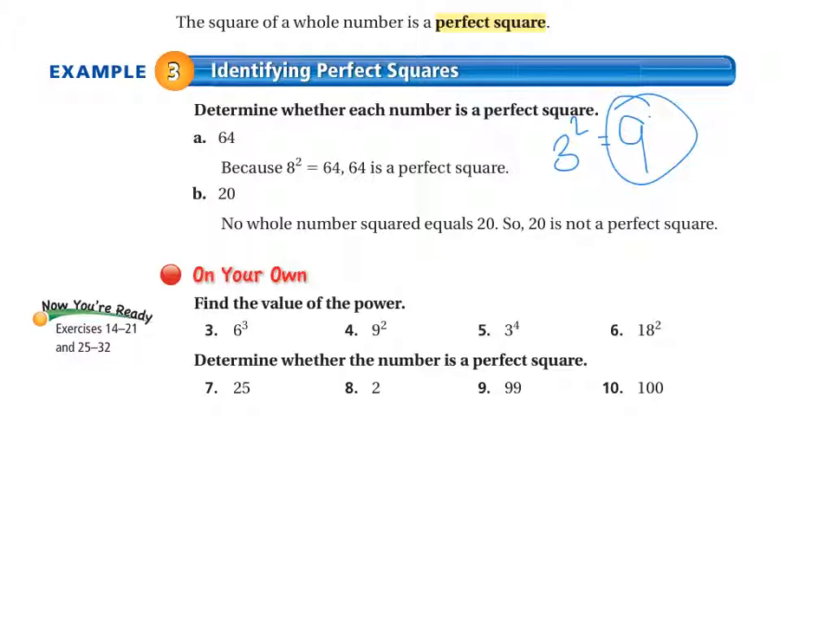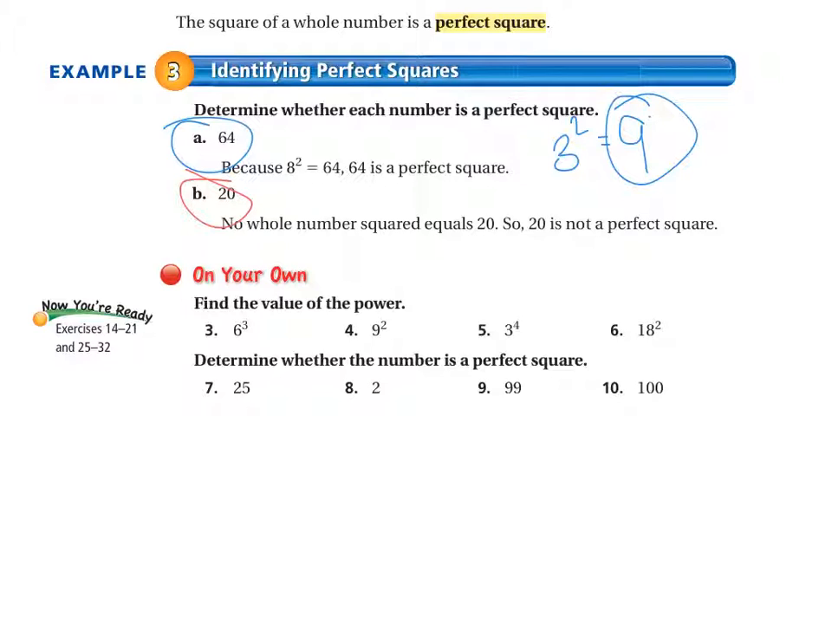Example 3a asks if 64 is a perfect square. Well, if I want to figure that out, I can say I'm not really quite sure, so I can just start taking numbers times themselves until I get to 64. So let's say I start at 5. Well, 5 times 5 is 25, that's not big enough. 6 times 6 is 36, not big enough. 7 times 7, 49. 8 times 8, 64. We can see that that's a perfect square, so we can just write yes, it's a perfect square. For example B, 20, if you start at 4, you have 4 times 4 is 16, and 5 times 5 is 25. So obviously 20 is not a perfect square.